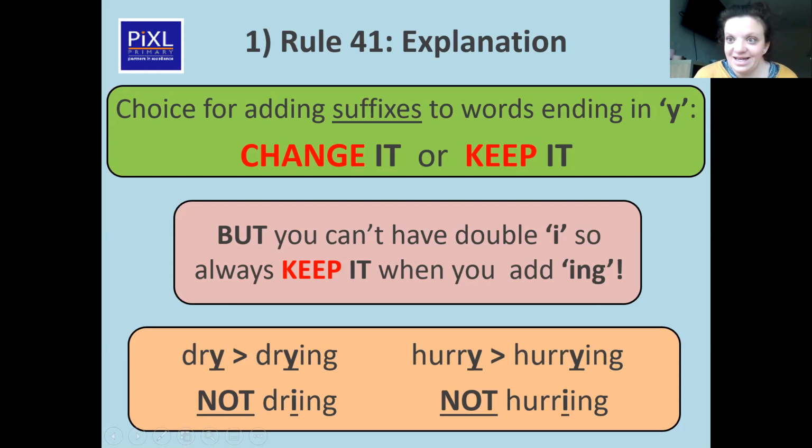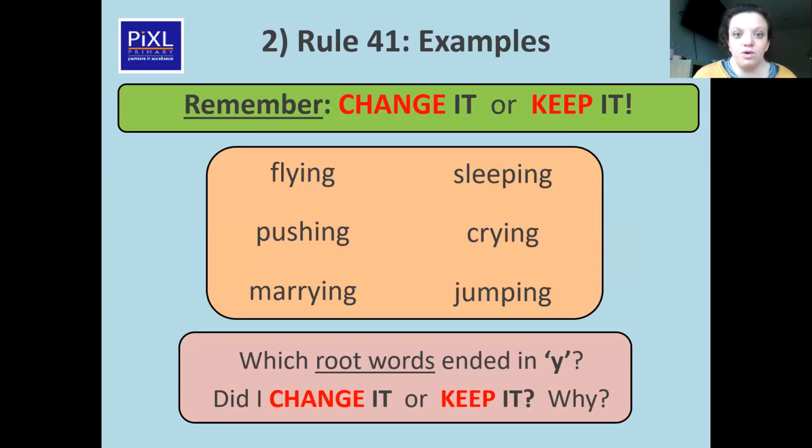So when you are adding ing to a word that ends in y, you can't change anything because it will become I. There are a couple of rules that don't follow that, but the majority follow that rule. So dry becomes drying, hurry becomes hurrying. We're not dropping anything, we're not changing it because we can't have that double I. It doesn't make sense, it doesn't look right when you add ing to a word.